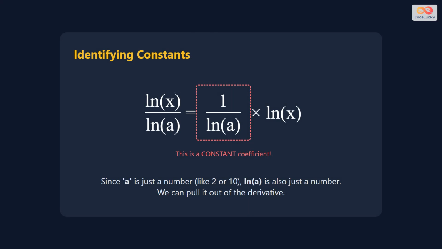Here is the crucial step. Look closely at the denominator, natural log of a. Since a is just a constant number, like 2 or 10, the natural log of a is also just a constant number. It does not contain the variable x. Therefore, we can treat 1 over natural log of a as a constant coefficient and pull it out to the front of our derivative operation.